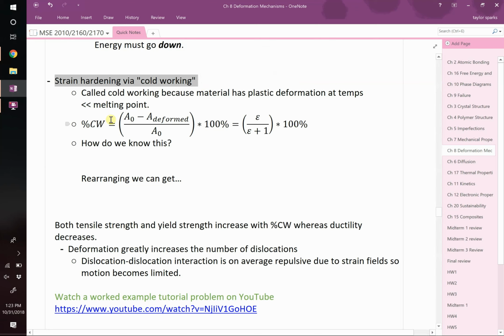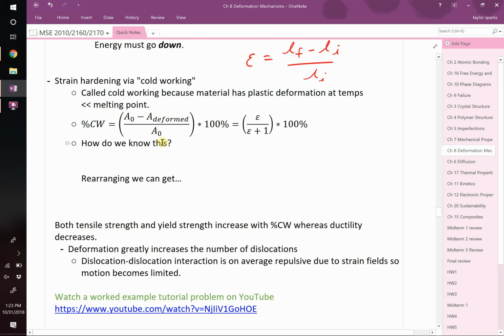The percent cold working, we can quantify this. We had this correct last time. It's actually the initial cross-sectional area minus the deformed area divided by initial. Normally when you think of strain, it's L final minus L initial divided by L initial. But here we're writing it the other way. We're saying A initial minus A final over A initial, right?